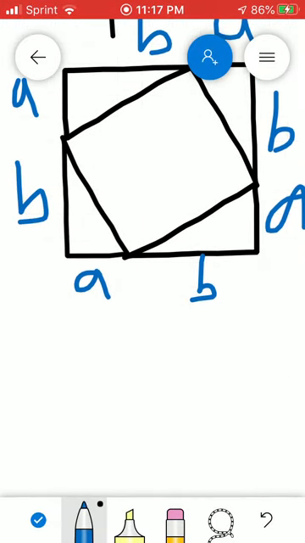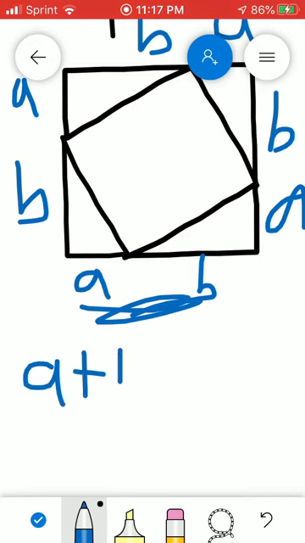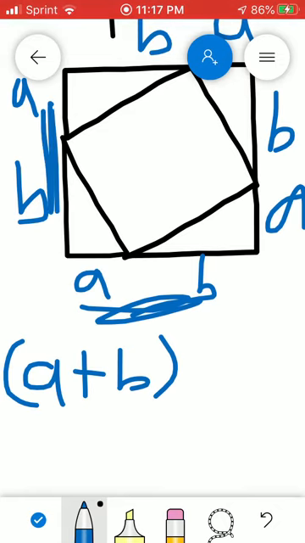Well, this length here is A plus B. And if you notice, this length up here is also A plus B, because this is a big square. And it's called a square, so the way to find the area is you square one side, or you multiply the length times the width, the bottom times the side, and either way we get A plus B squared.